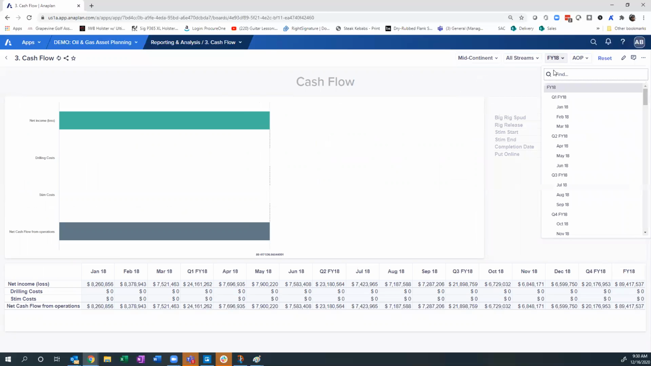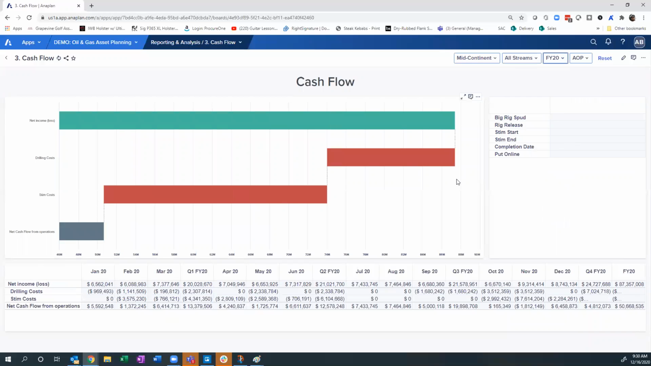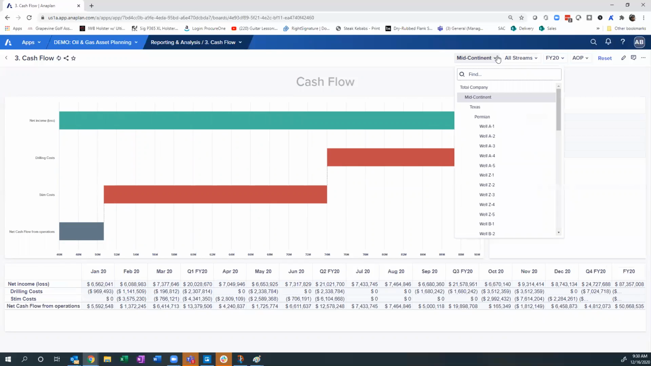So if I look at year, and you can see I have a long time planning horizon set up here. If I look at fiscal year 20, I can see what my total net income is for that year, what my drilling cost would be, my stimulation cost, and my net cash flow. I may have other components, but for simplicity, we are looking at just a few components here. I've also brought into this page the ability to show you, which, by the way, we have all of the detail here that supports that cash flow.